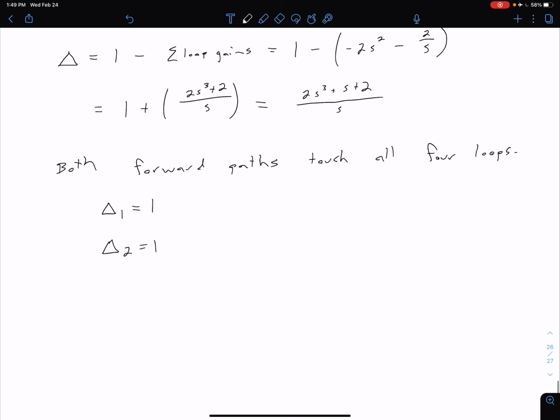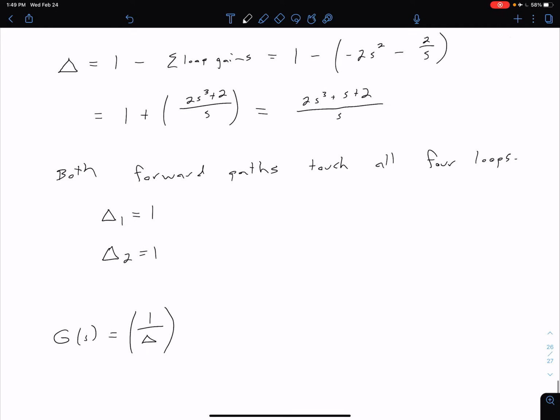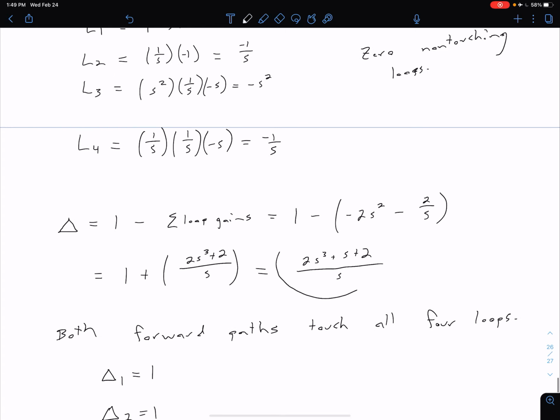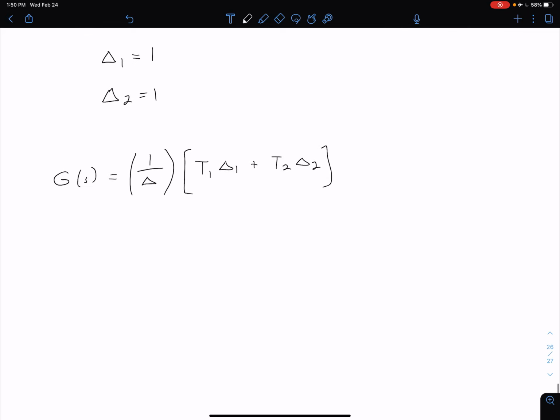So at this point, we're ready to plug into our general formula. We have that our overall transfer function G of s, and I'm going to write it a little bit differently. I'm going to put our 1 over delta out front. The only reason for that is because we already have this form here, and it's going to look a little nicer if we're able to invert that before combining it with stuff. Then that's multiplied by t1 times delta 1 plus t2 times delta 2. Now, of course, our delta 1 and delta 2 are just 1, so that becomes a little easier.